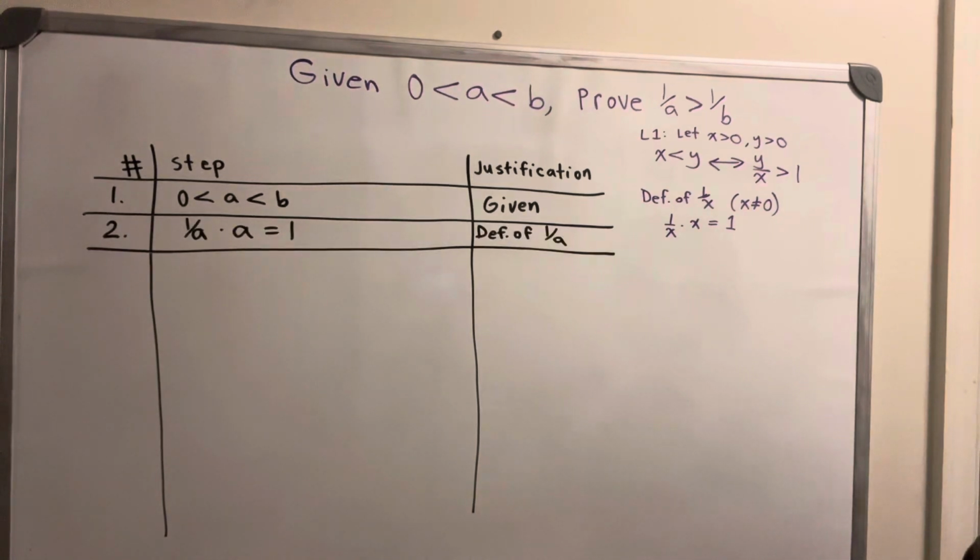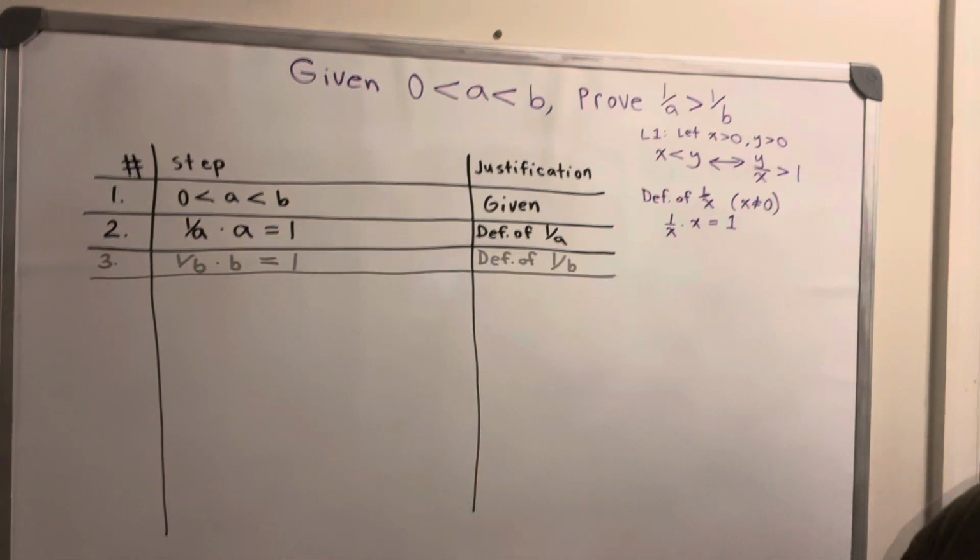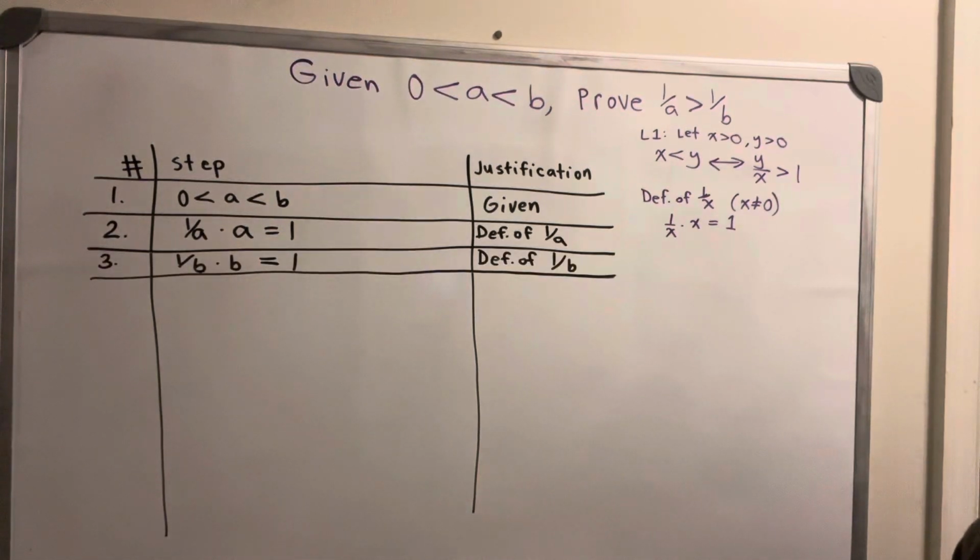And the next thing we'll introduce is that 1 over A times A equals 1, and the justification is that's the definition of the reciprocal. And similarly, we can assert that 1 over B times B equals 1 because of the definition of the reciprocal of B.